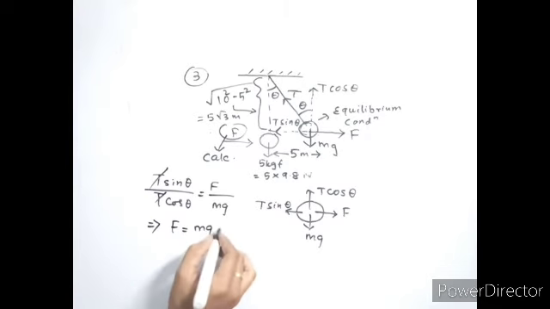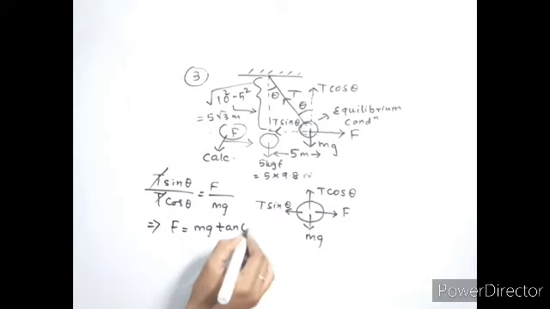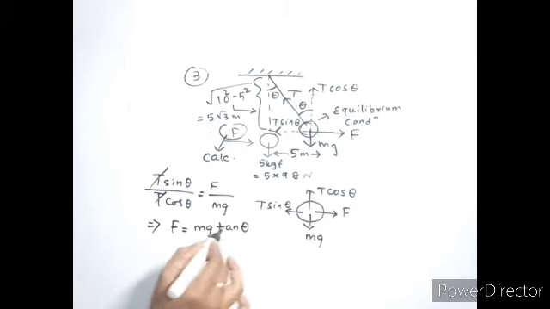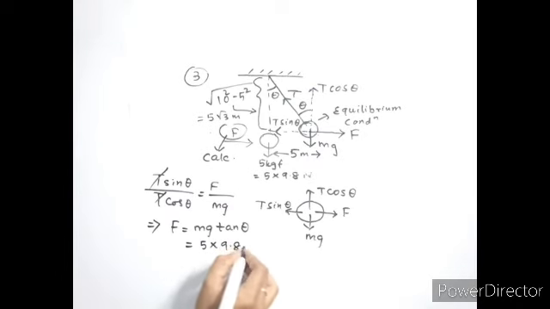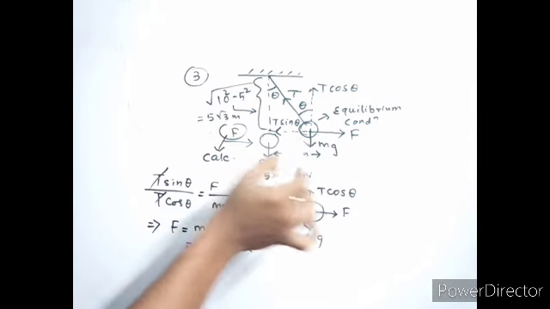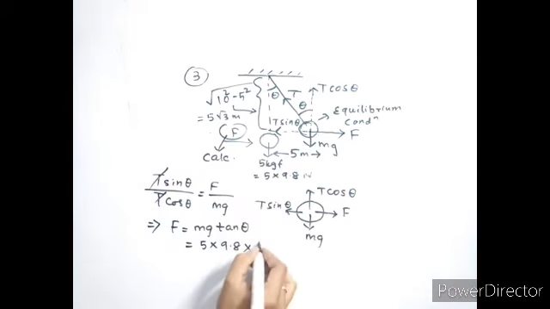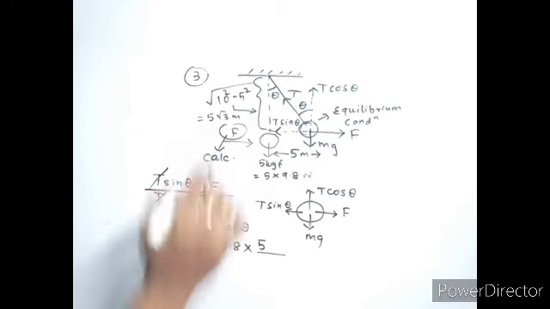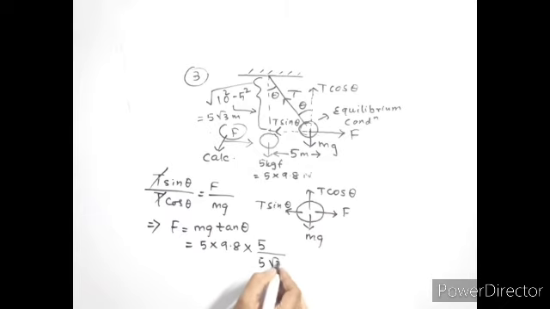Therefore F is equal to mg times tan theta, where tan theta is obviously sin theta by cos theta, and this is equal to m, the mass, times the acceleration due to gravity, which is approximately 9.8. From that triangle, we have tan theta equal to the perpendicular 5 divided by the base, that is 5 root 3. So the 5s get cancelled. 5 times 9.8 is 49 divided by root 3.